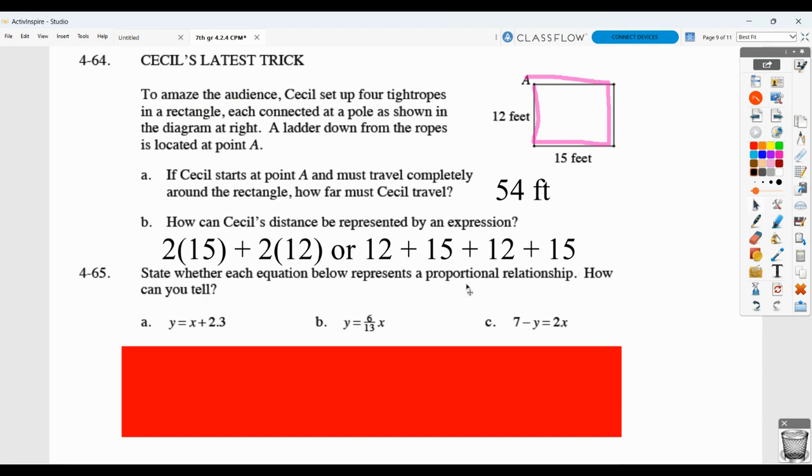Here they want to know if these represent a proportional relationship and how you can tell. Again, for a proportional relationship, it has to show that it would go through 0, 0, and also that there's a constant multiplier.